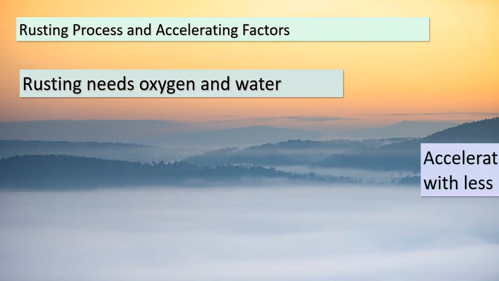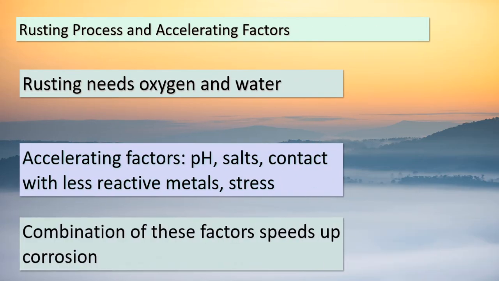Welcome back. Let's dive deeper into the rusting process and explore the factors that contribute to its acceleration. Rusting requires both oxygen and water, which initiate the chemical reactions leading to corrosion. However, there are certain factors that can speed up this process, such as variations in pH levels, the presence of salts, contact with metals less prone to oxidation than iron, and even mechanical stress on the iron surface.